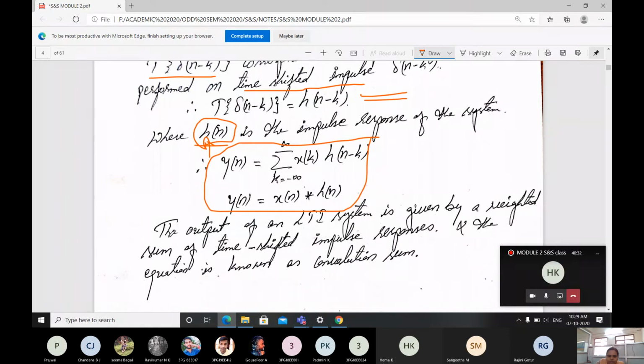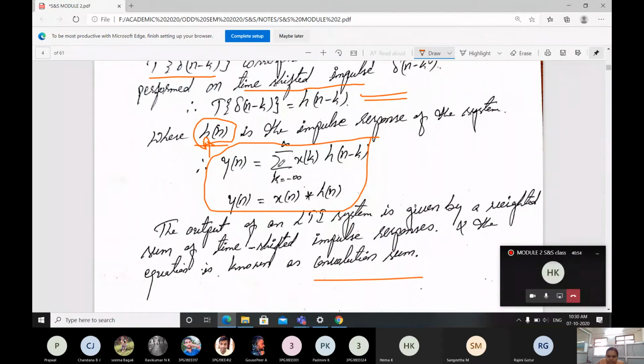The output of an LTI system is given by a weighted sum of time shifted impulse responses, h of n minus k, and this equation is known as convolution.